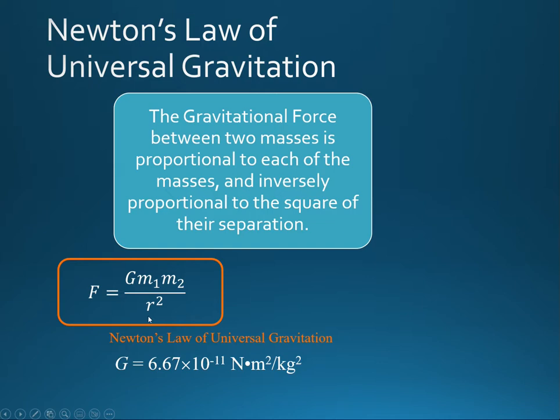If you're talking about objects that are directly on the surface of a planet, so maybe an example is we have someone standing on the surface of Earth, then mass 1 would be the mass of the Earth, mass 2 would be the mass of the person, and r squared would be from the center of Earth to the center of the person, or in other words, in that case, r would really just be the radius of the Earth.